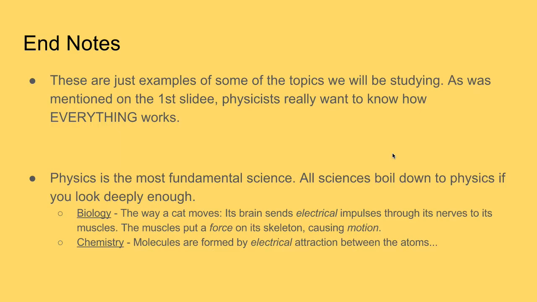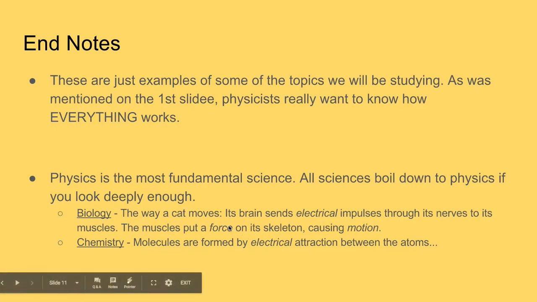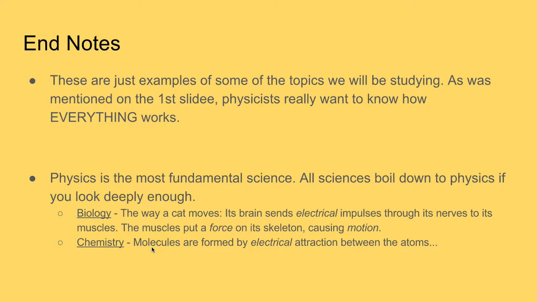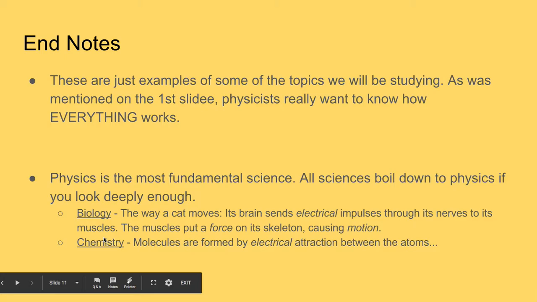Now, these are just some examples of the topics we will be studying. We're not going to study everything that's in physics. Physics really wants to know how everything works. It is the most fundamental science. All sciences boil down to physics if you look deeply enough. If you think about biology, the way a cat moves, its brain sends electrical impulses. Okay, so that's electricity. That's a physics topic. Through its nerves to its muscles. And then the muscles put a force on its skeleton, and that causes motion. Chemistry, molecules are formed by the electrical attraction between atoms. So if you study biology or chemistry deeply enough, you eventually start having to learn some physics.